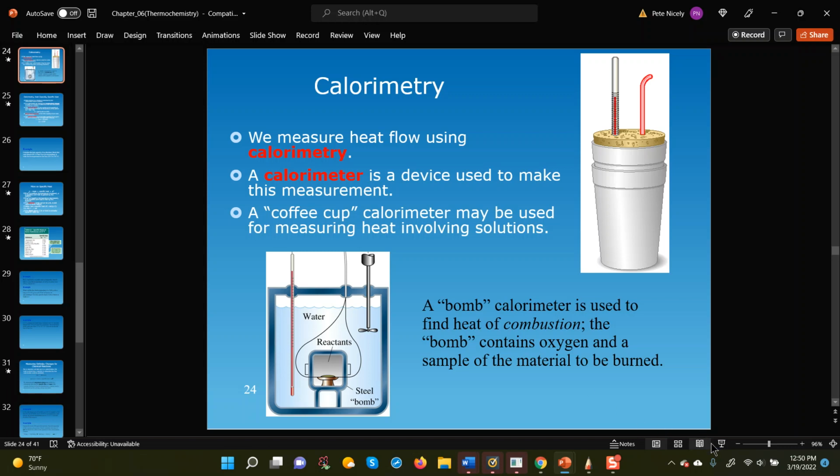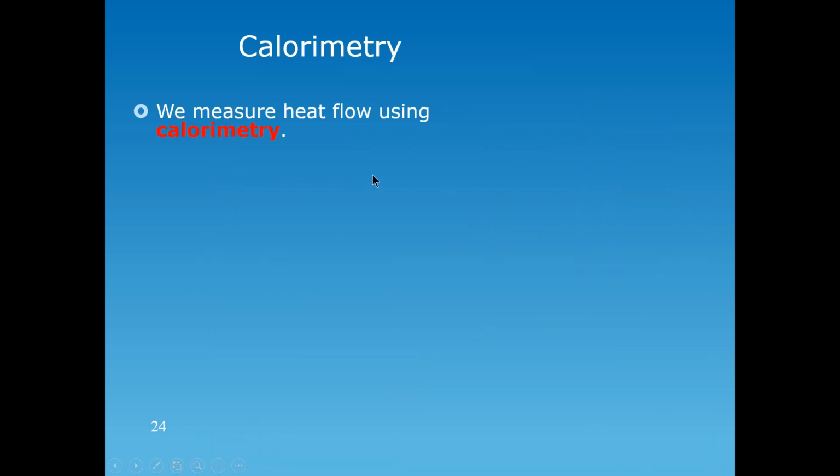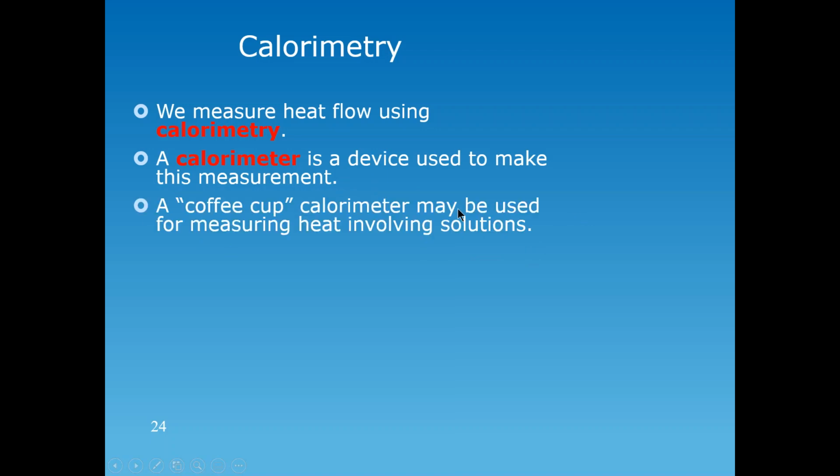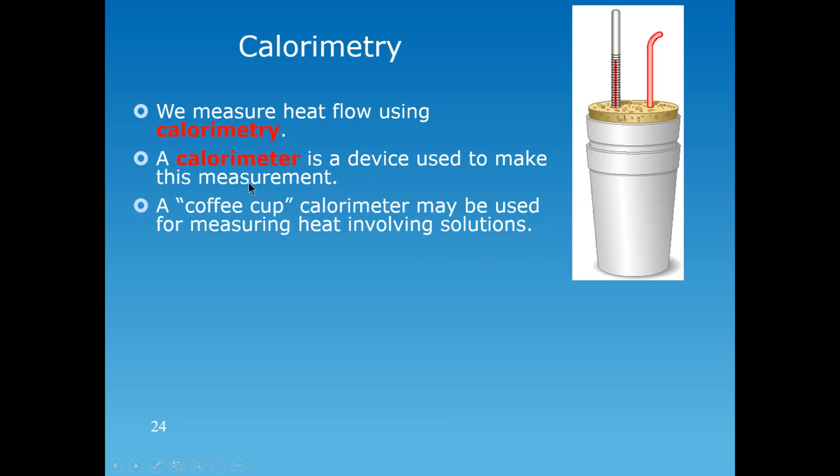Let's talk about calorimetry. Calorimetry is basically the technique that is used to measure heat flow in a chemical reaction or in other physical processes. And the device that we use to carry out this type of measurement is known as the calorimeter. Calorimeters come in different levels of sophistication and designs. The simplest one, the low-tech version of a calorimeter, is shown here.